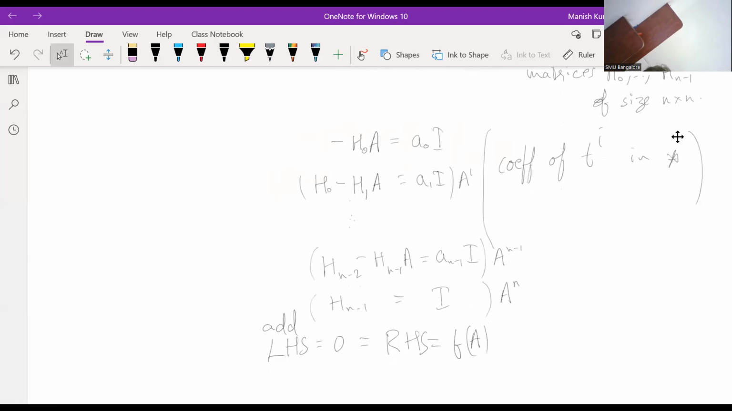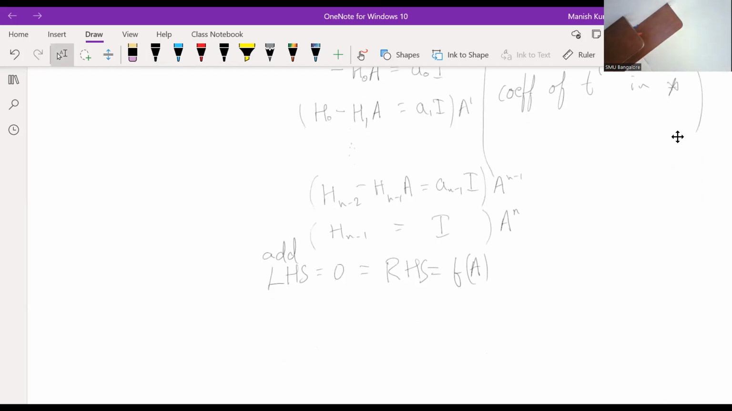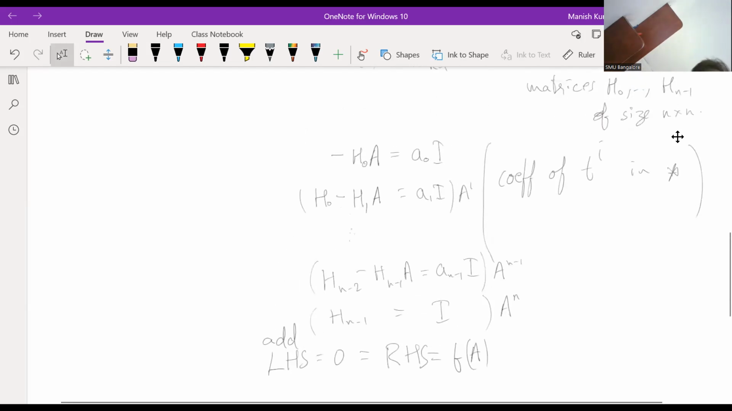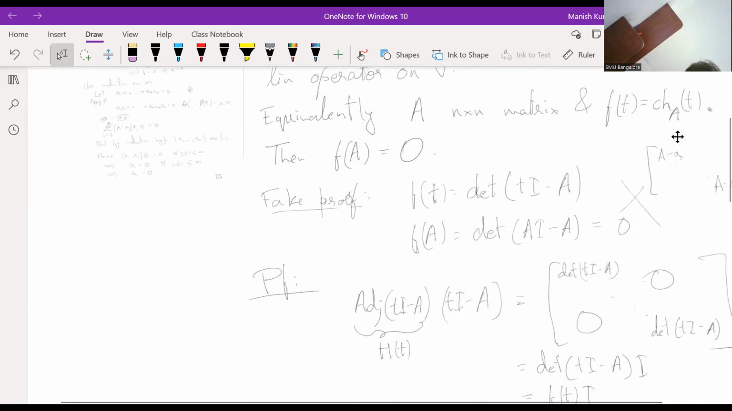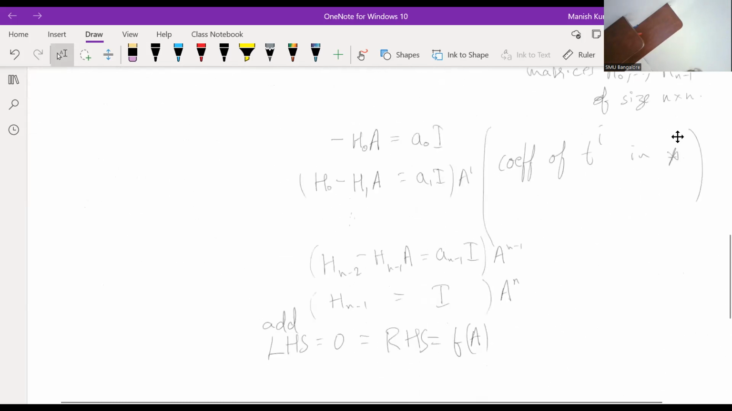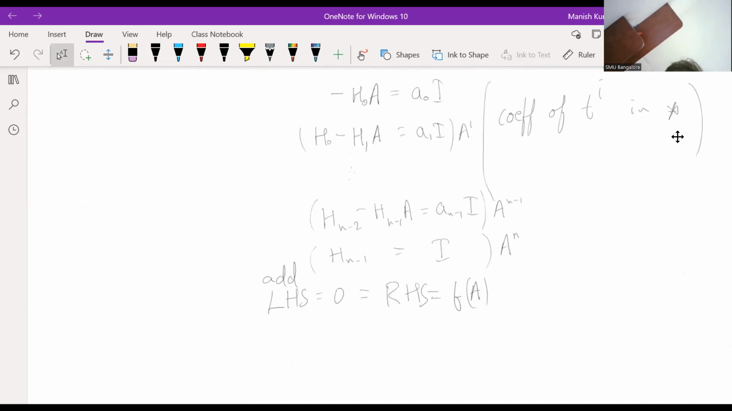So the terms get cancelled out. Hn minus 1 times a power n gets cancelled out with this one and so on. So you get that this is 0. That proves what we wanted to show, that f(A) is indeed the zero matrix. Okay, so that completes the proof of the Cayley-Hamilton theorem. Any questions?